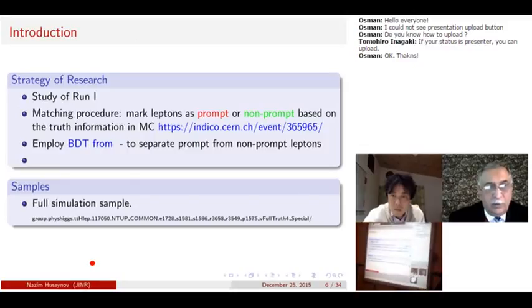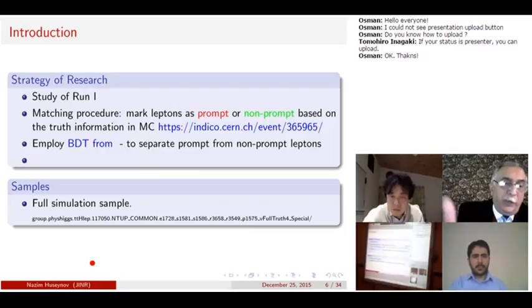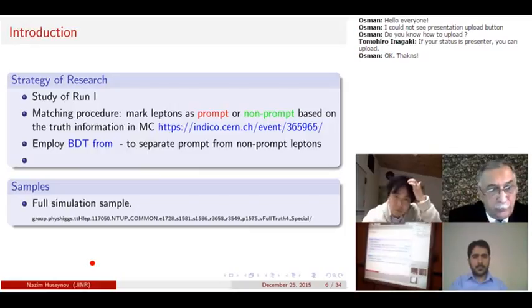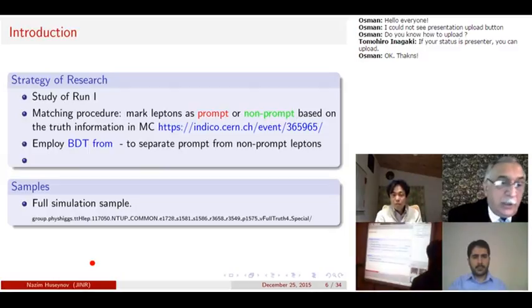My question is simple. What is the PT for prompt? What does prompt, non-prompt mean? What is the transverse momentum? The transverse momentum is larger than 10 GeV. PT larger than 10 GeV. Okay, I understand. Thank you.